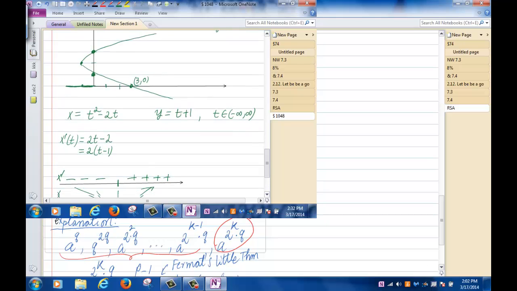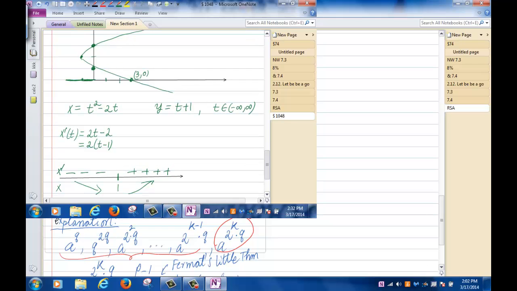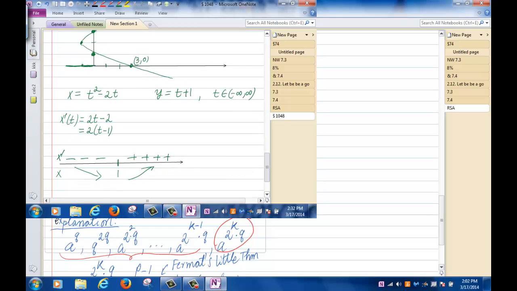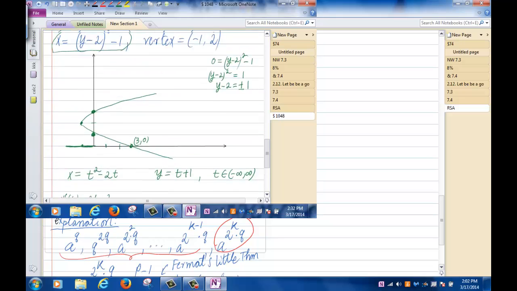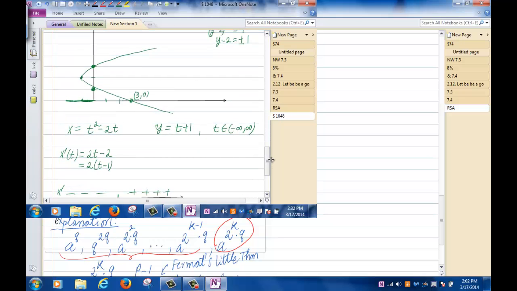So let's see how that helps us. Basically, let's figure out at time 1, where is the bug? What's the position of the bug at time 1? Let's go back to my x and y. When t is 1, what is x? When t is 1, x is negative 1, right? And what is y? Y is 2. So that means at time 1, the bug is at the vertex, right? Everybody is okay with that?